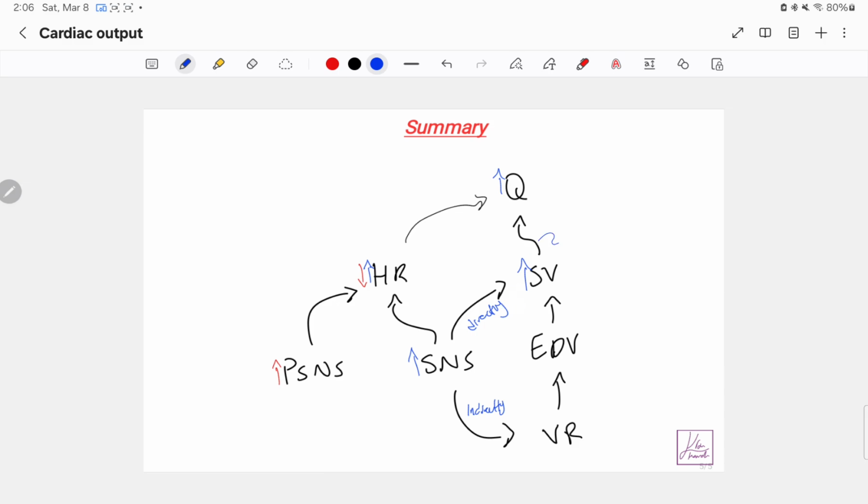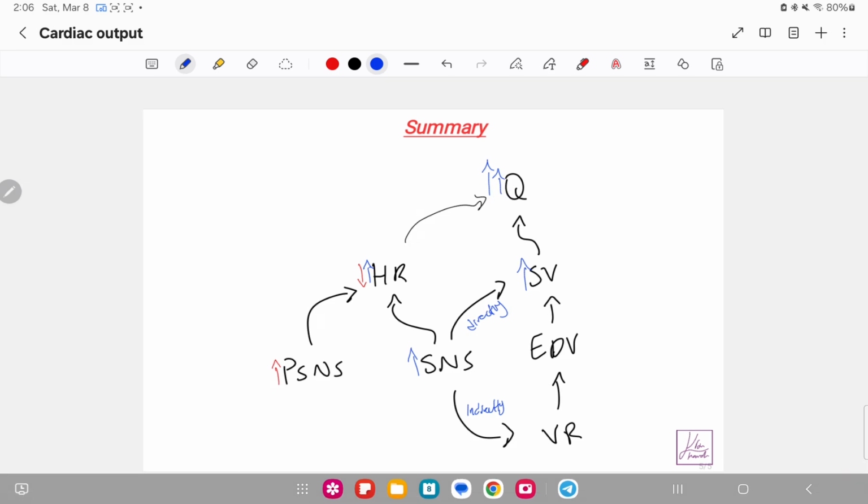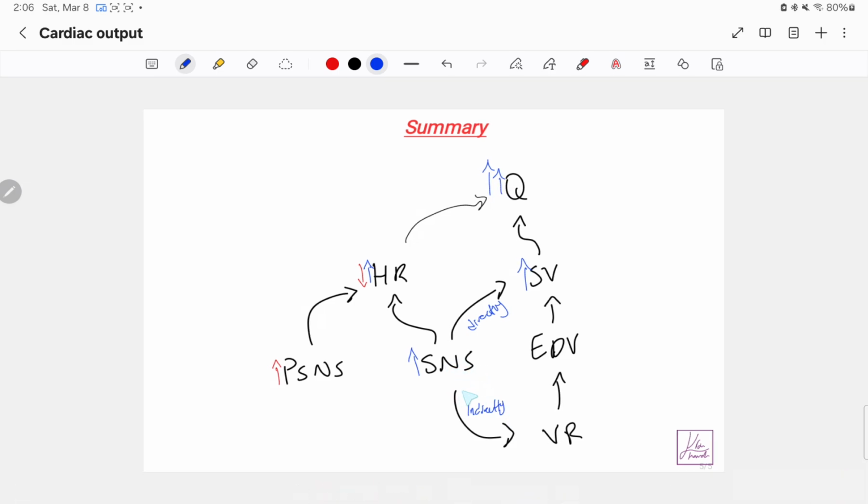And what do you notice? You'll notice that I've increased the heart rate here once, and I've increased the stroke volume here once, just by activating my sympathetic nervous system. And so right now, I've double increased it. But you know, that's not all. The sympathetic nervous system, when it gets activated, will also cause an indirect increase in stroke volume by increasing the venous return, which will then increase the preload, which will then increase the end-diastolic volume, which will increase this, which will triple increase this.